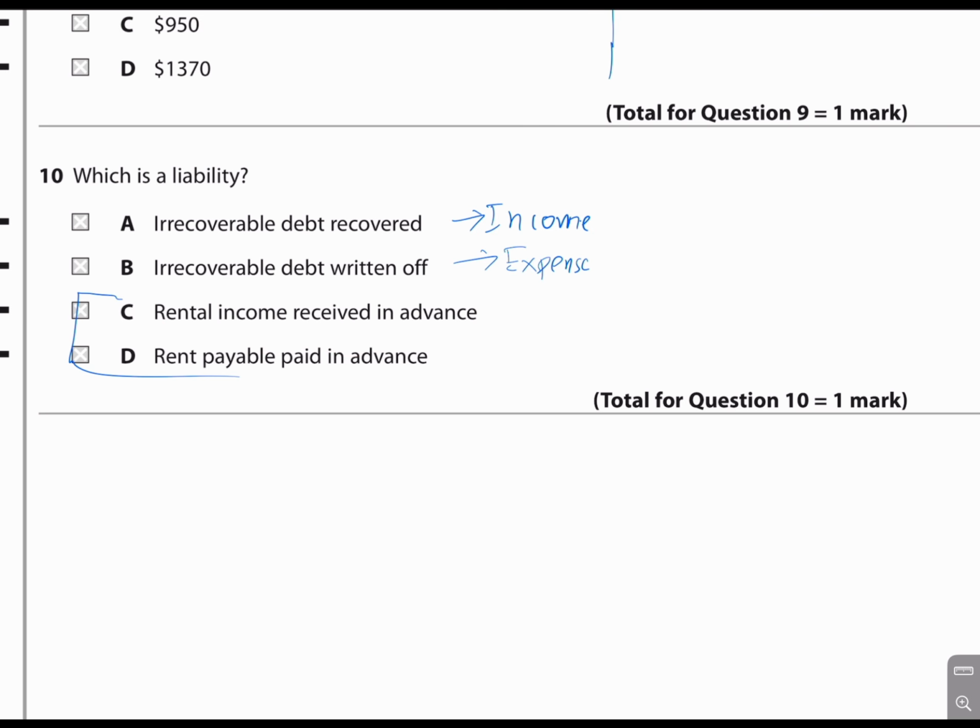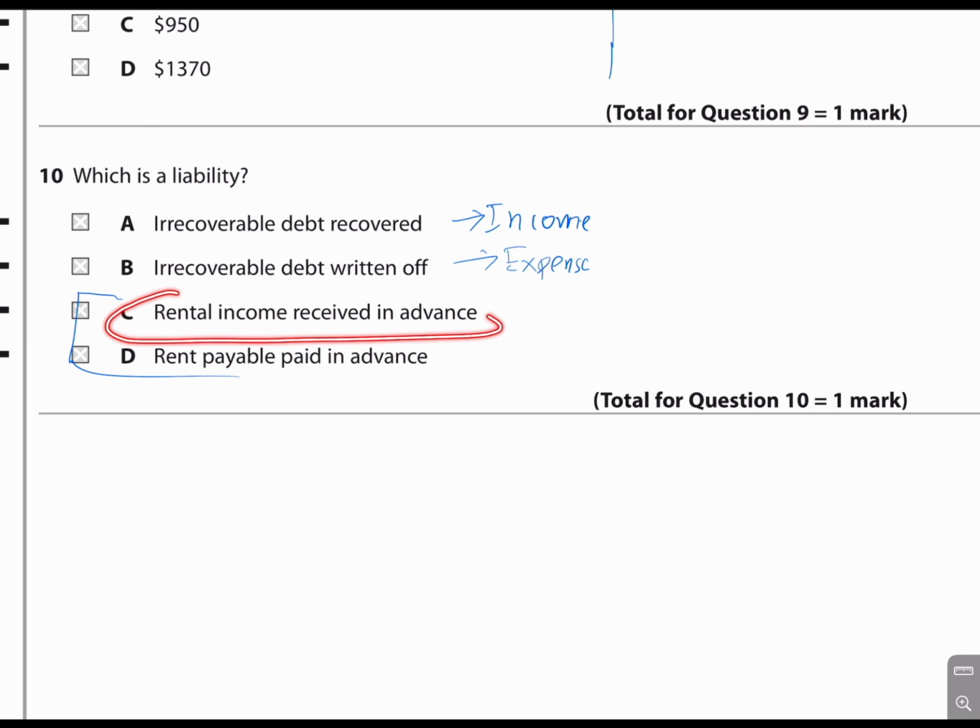Rental income received in advance means you are receiving the income, the money, in advance. And what is meant by rent payable paid in advance? It means you are paying for an expense in advance. Why is this one not the right answer? Because when you are paying for something in advance, such as rent, you are yet to receive the service because you have paid the money but haven't received the service yet. So it is treated as an asset or other receivable.